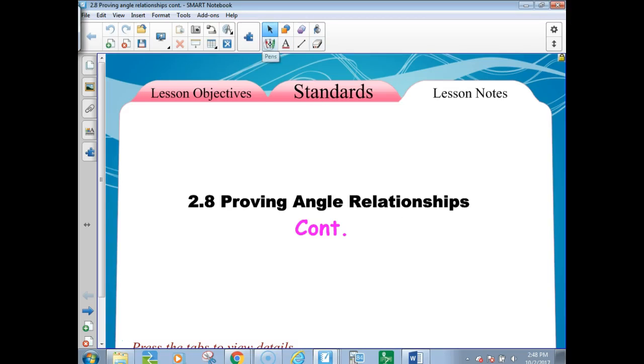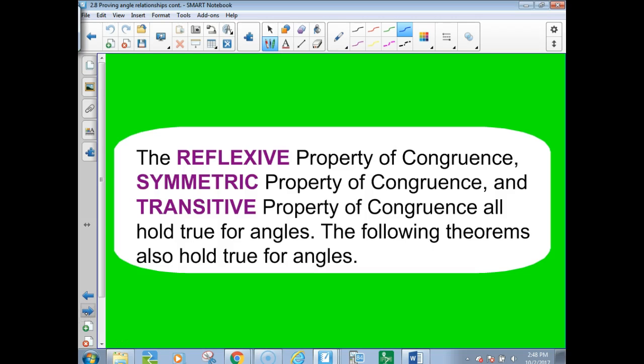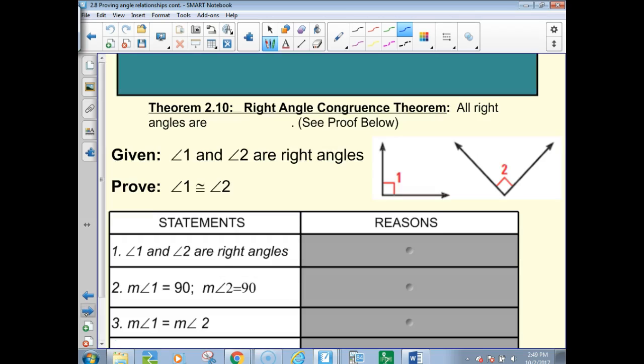Okay, we're doing a second day of angle relationships, proving them. And we're going to try to successfully write proofs involving complementary and supplementary, congruent, right angles, vertical angles, all kinds of stuff. I just want you to realize that the reflexive property of congruence, the symmetric property, and the transitive property all hold true for angles, not just the segments and stuff that we've talked about. So we might be using those today within the proofs on angles.